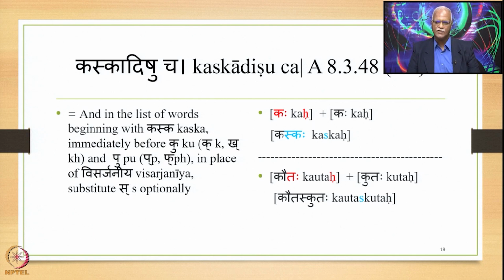Similarly, kautaha and kutaha, so visarga is substituted by sa and we get the form kautas kutaha. These are the outputs generated by this particular sutra. As we said before, this is an open-ended list. If there are other words in which a visarga is seen substituted by sa, all those words and all such words can be included in this list of words called kaskadi.